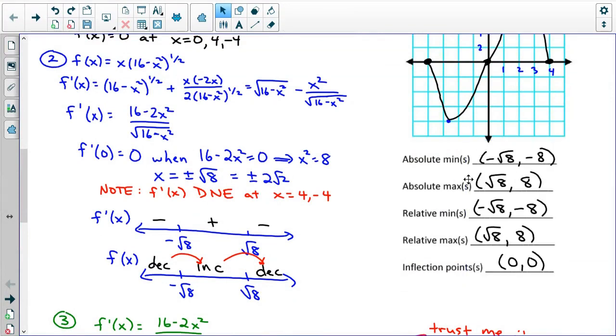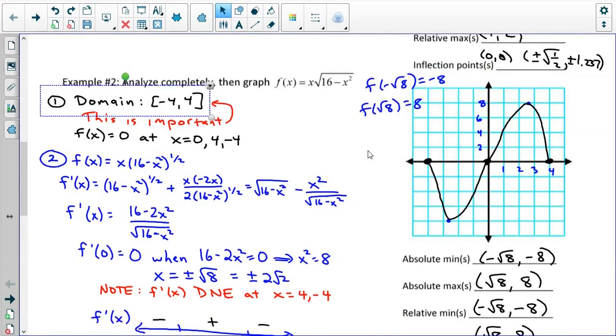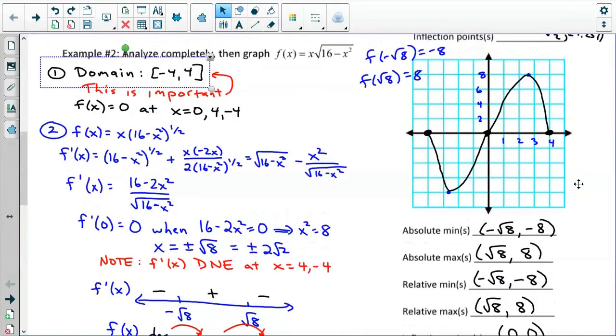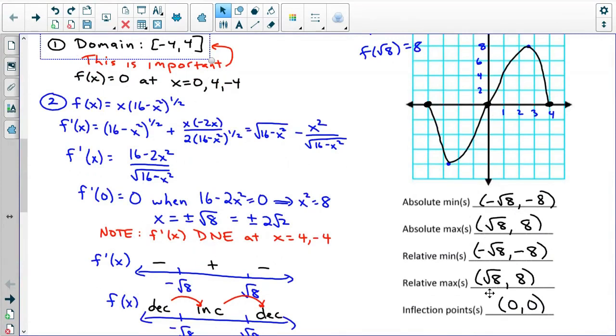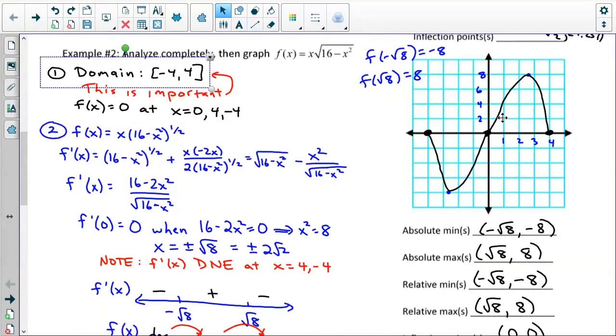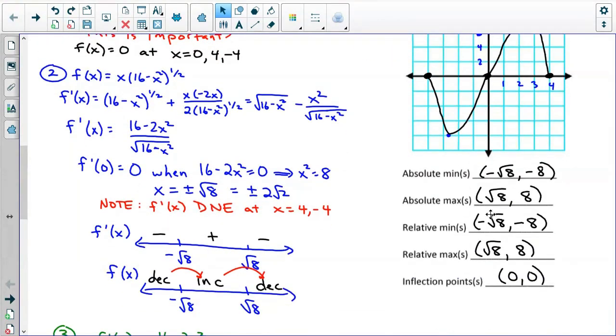If we look at the absolute mins and maxes, notice this is a closed interval. So because the domain is closed, I absolutely have to have an absolute min and an absolute max since it's continuous and closed. They just so happen to be the same as the relative min and max points. I do have to check my endpoints, but since the endpoints are negative 4, 0, and 4, 0, those are definitely not greater than or less than my max or min values. So my absolutes are the same as my relatives. And then I had an inflection point at 0, 0.